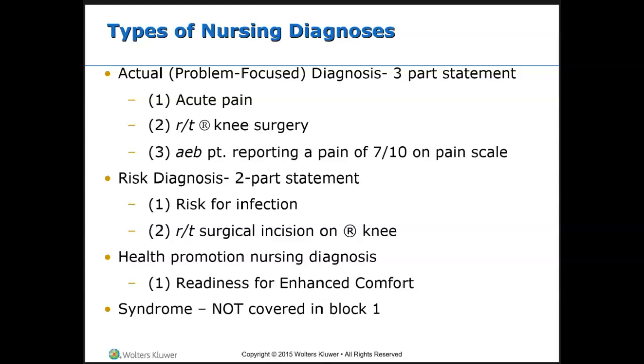Next, we are going to do a risk diagnosis. This only has two parts because the signs and symptoms obviously are not there, right? The defining characteristics, because it's not a current problem, it's just a suspected problem or a potential problem. So there's only two parts basically, right?